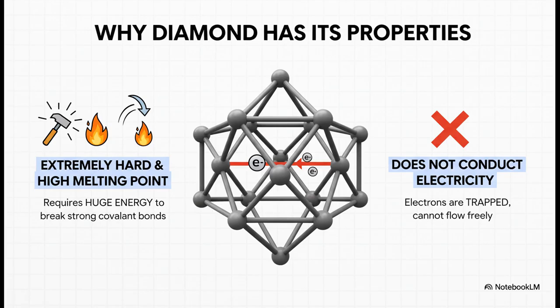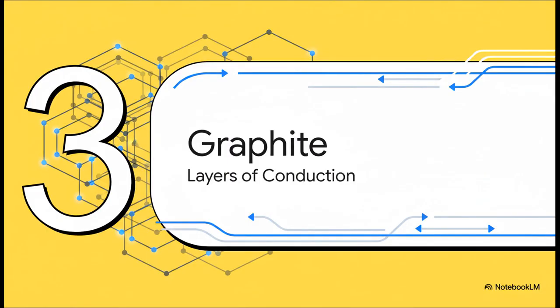Simple as that. All right, now let's flip the script and see how a tiny change in that bonding pattern creates something completely different with our next allotrope, graphite. This small shift makes carbon almost unrecognizable from diamond.